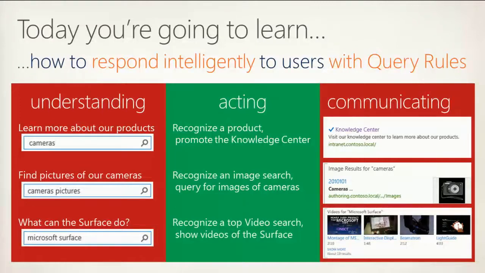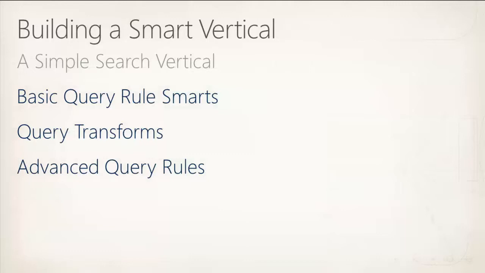So today, this is what we're going to go through. This is the agenda. We've already done the first thing, which is we created a simple search vertical. So the next thing we want to do is start beefing it up. Let's start adding some of those query rule smarts.